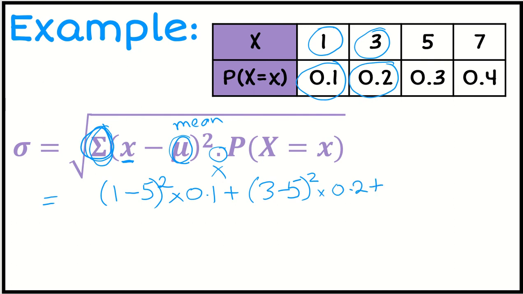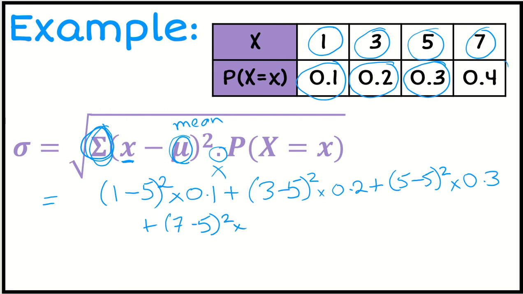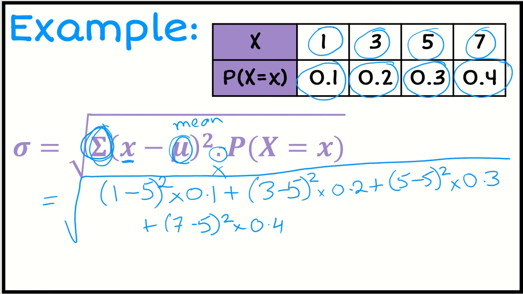Back to the beginning, plus the next x value minus its mean, 5 minus 5, all squared, times its probability, 0.3, plus the last x value, 7, minus its mean, all squared, times its probability, 0.4. And I'm going to put a big square root over all of that. I'm going to carefully calculate that on my calculator, and that will give me an answer of 2. So that means I've got a standard deviation for this discrete random variable of 2.